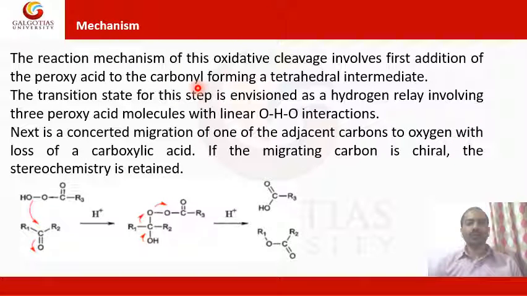Now the mechanism of the reaction. As I said, it is an oxidative reaction. The oxidative cleavage involves first addition of the peroxy acid to the carbonyl, forming a tetrahedral intermediate. The transition state for this step is a hydrogen relay involving three peroxy acid molecules with linear OHO interactions. Next is a concerted migration of one of the adjacent carbons to oxygen with loss of a carboxylic acid. If the migrating carbon is chiral, the stereochemistry is retained in the product.